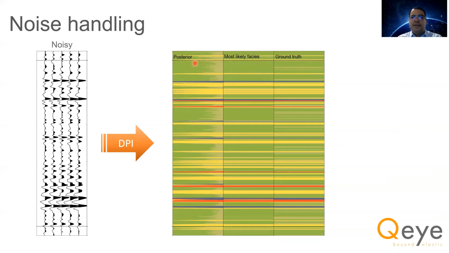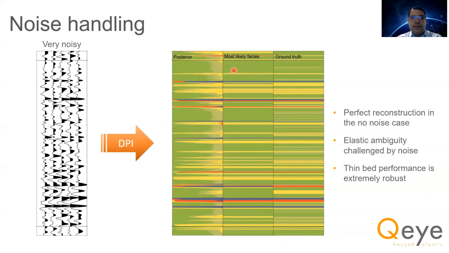But maybe by choosing a different metric, we still might be able to get some of those silts back into the solution. Now here is a very noisy case where we added more noise, and what you can see is that now we are starting to fail the prediction of some of those sand phases. But something interesting is that these very thin oil sands were still recovered in our solution.